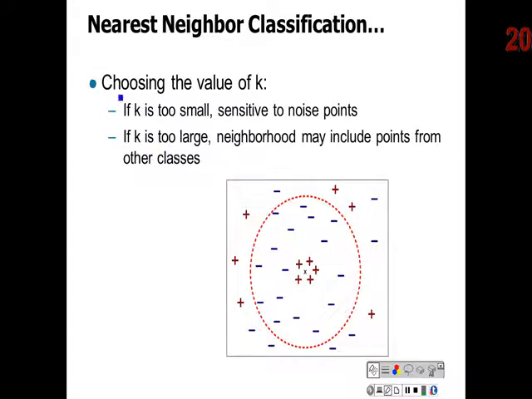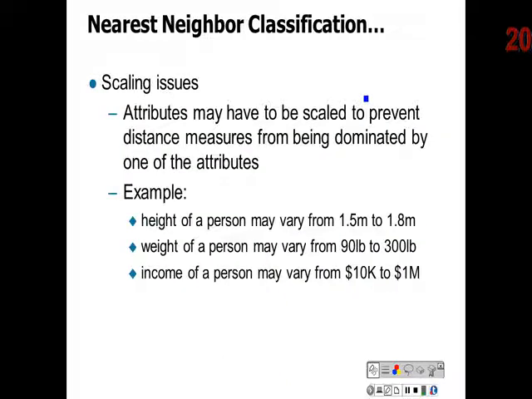What kind of problem can appear with nearest neighbor? If I pick the k, that's the number of data points close to the point that I am starting with, very small, it is very sensitive to noise points, which means points that are maybe outliers. And if I pick a very big k, the neighborhood may include points from other classes. So those are very, very typical problems with nearest neighbor. And of course, there is some kind of trade-off in every algorithm.